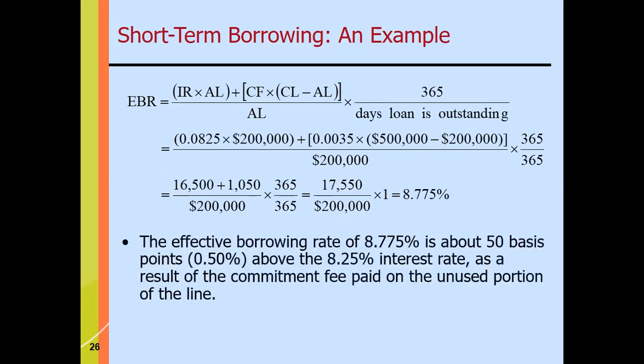So with that, we can compute 8.775% as the effective borrowing rate. If we compare that with our interest rate of 8.25%, we can see that the EBR is 0.50% or 50 basis points higher than the interest rate, or IR, as a result of the commitment fee paid on the unused portion of the line. So this is a good realization, whether we like it or not. If there's an unused portion of the line, there's a commitment fee that is paid.